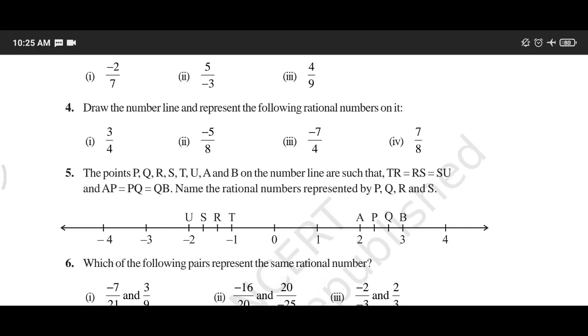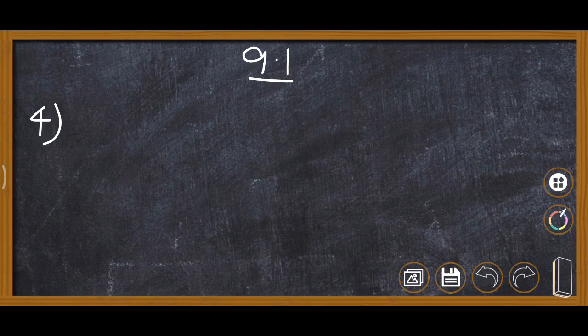This is question number 4. Draw the number line and represent the following rational numbers on it. Here there are 4 parts, and one by one we are required to represent these rational numbers on the number line. Now let's solve question number 4. On the number line you are required to show 3 upon 4.